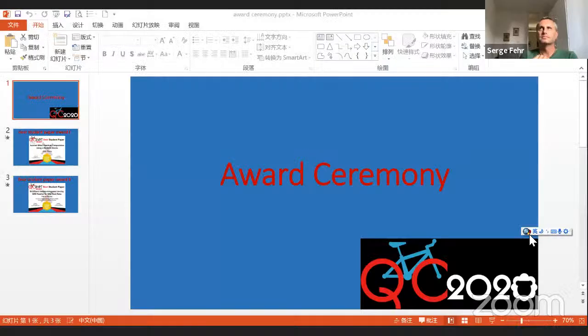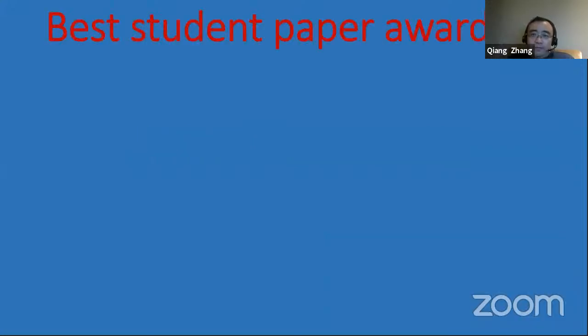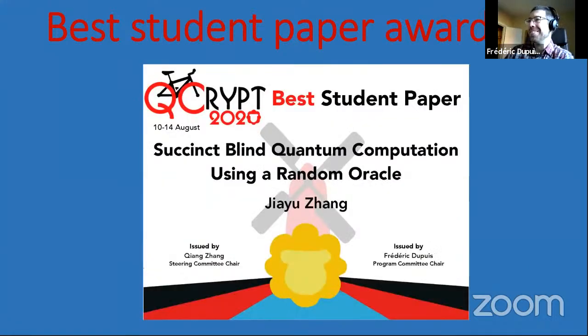Now we have the award ceremony, and then Fred and I will give the theoretical and then experimental best paper award. Fred, go ahead. Yes, so the first award is for the best student theory paper, and the winner is Jiayu Zhang from Boston University for his paper, Succinct Blind Quantum Computation Using a Random Oracle. So the first contributed talk we saw on Monday.